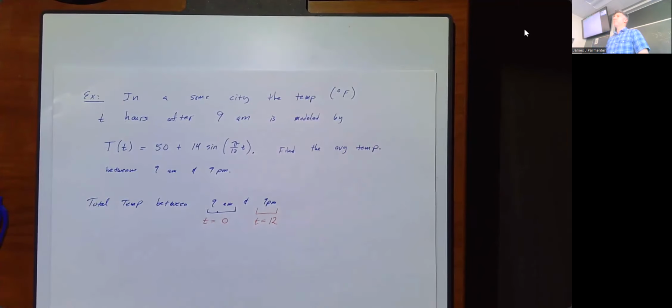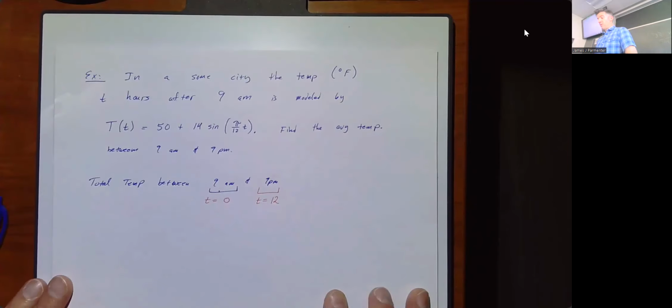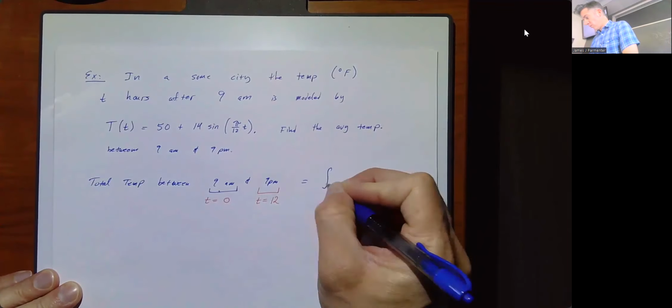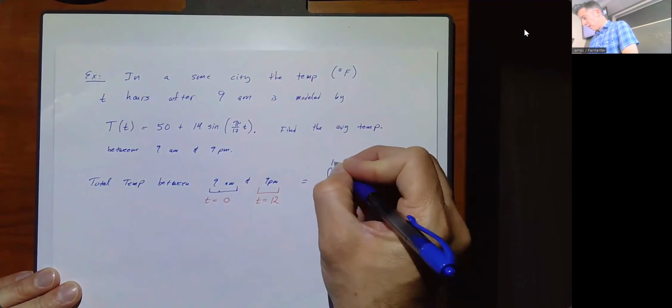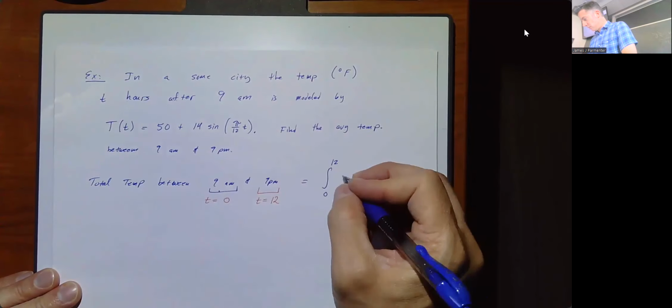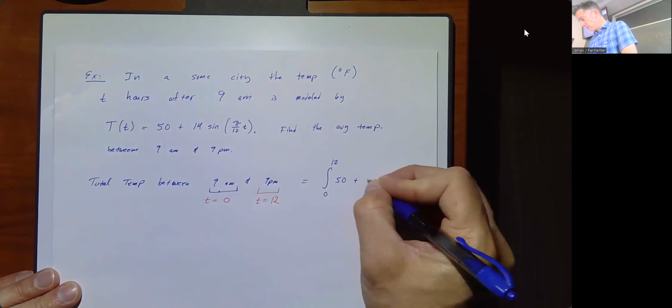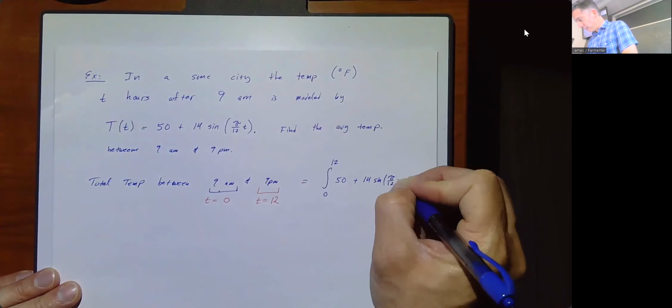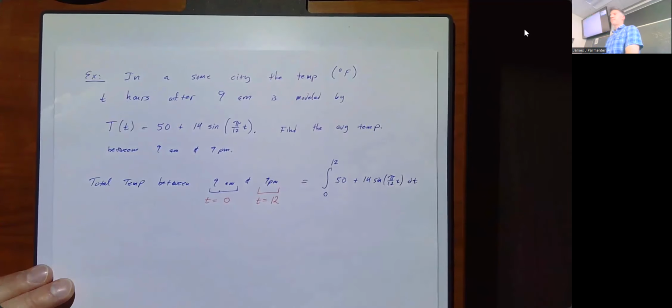12 hours later. So I want to find the total temperature, again, which is a weird thing to say. Adding up a bunch of temperatures doesn't seem like a real normal calculation, but the total temperature would be equal to the integral from 0 to 12 of this temperature equation here. 50 plus 14 sine of pi over 12 t. Let's see what that gets us.